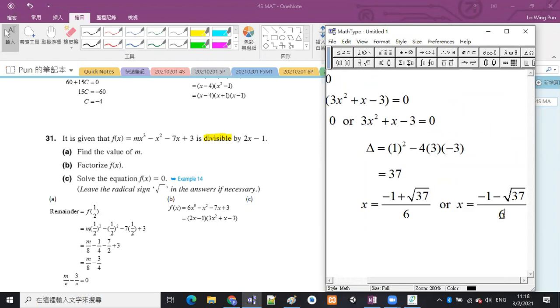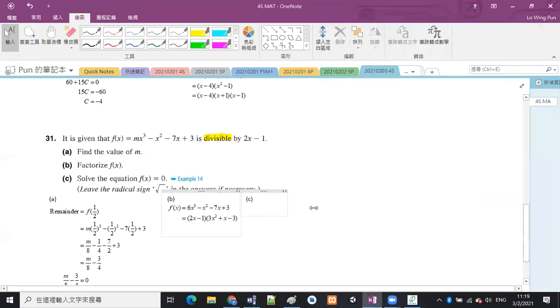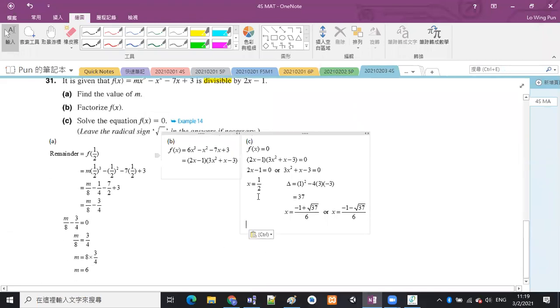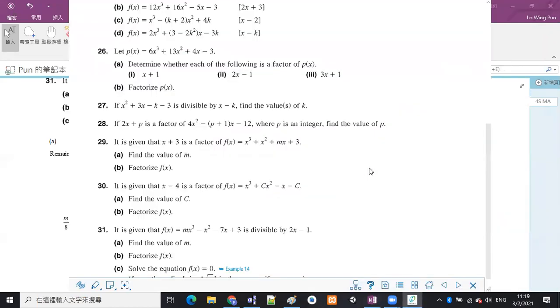Okay, so in part C, the question asks you to solve the equation. Solving the equation means finding the values of x. And we have already found all the real values of x. Okay, so there are 3 answers: 1 over 2, and then negative 1 plus root 37 over 6, and negative 1 minus root 37 over 6. Is that okay? Next one, 32.